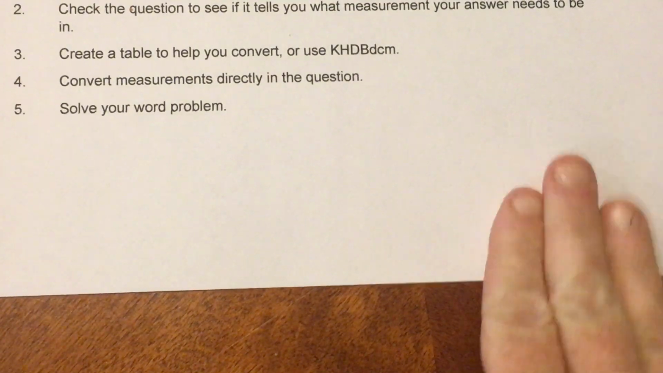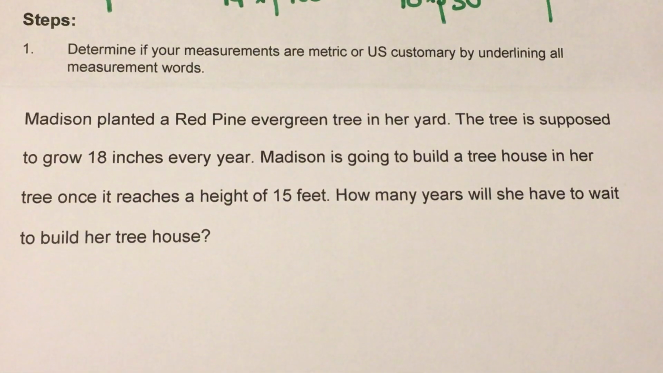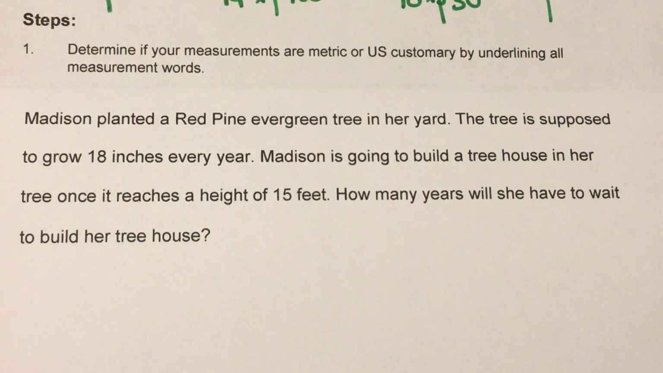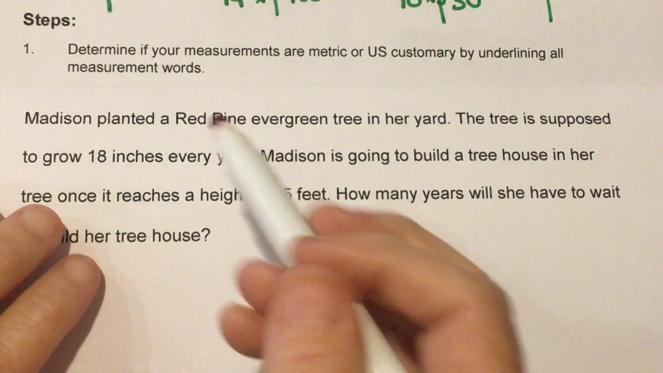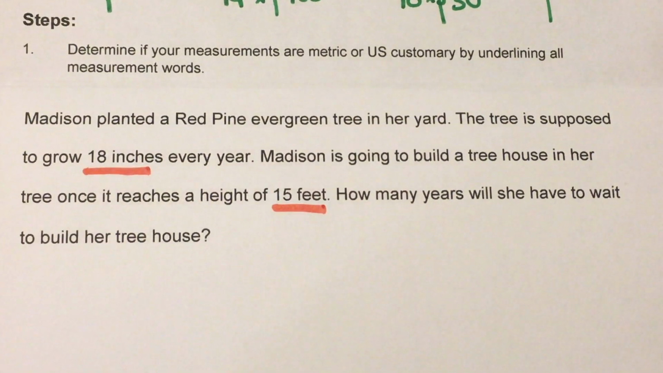All right, I'm going to go back to my steps. Ready? And here's my new question. Madison planted a red pine evergreen tree in her yard. The tree is supposed to grow 18 inches every year. Madison is going to build a tree house in her tree once it reaches a height of 15 feet. How many years will she have to wait to build her tree house? Okay, so I see 18 inches and I see 15 feet. So I know in step 1 that I'm dealing with the US customary measurement.